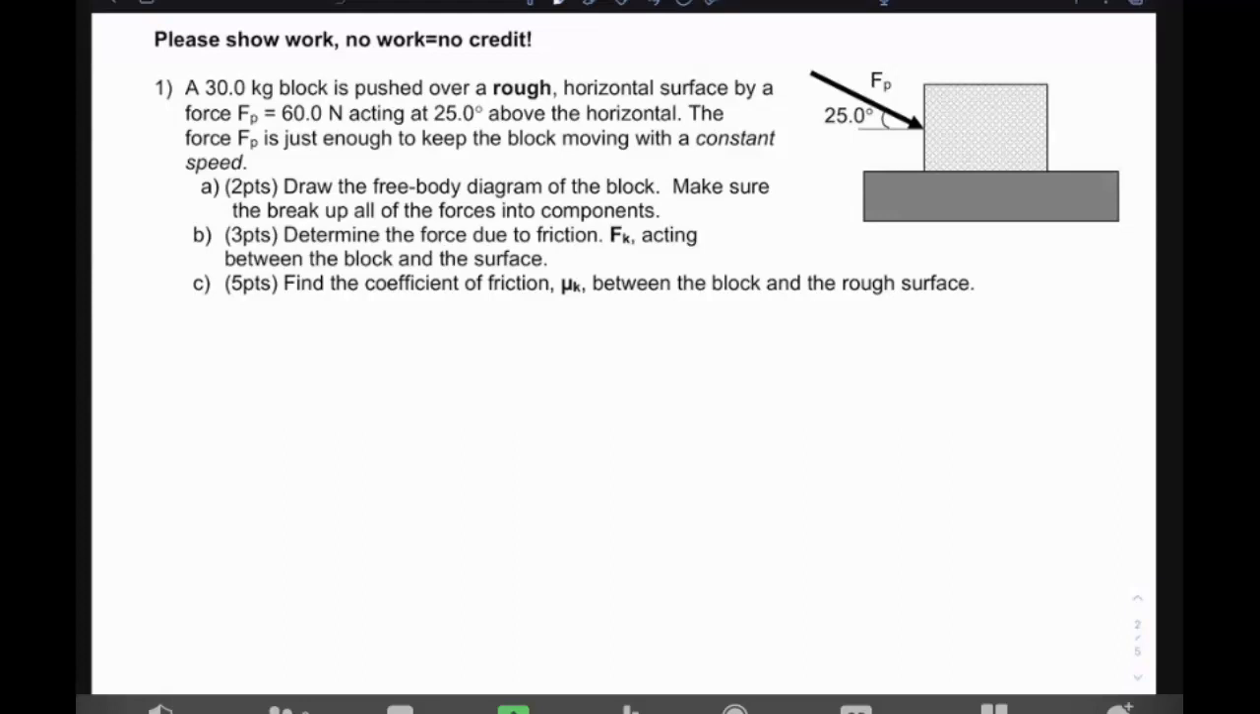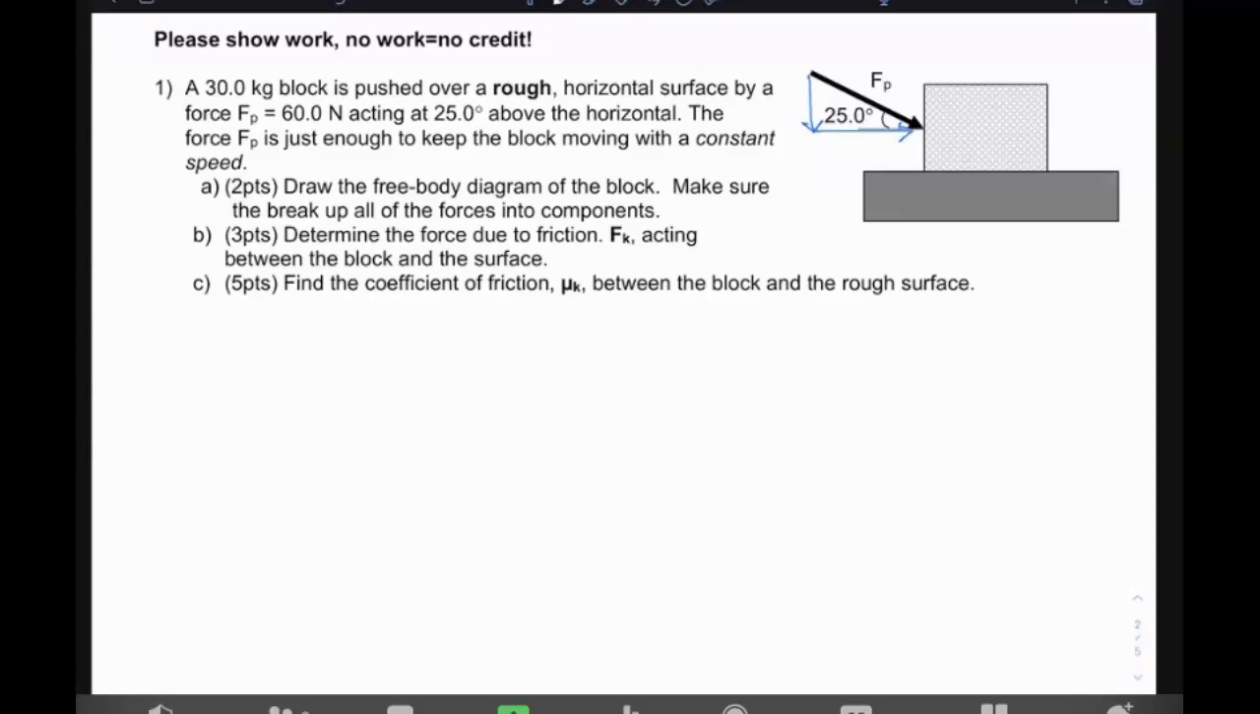In part A, we're to draw a free body diagram of the block. Make sure to break up all of the forces into components. So just looking at the figure, we see that F sub p has a downward vertical component, which is going to be proportional to the sine of theta, and a forward or positive x component, which is going to be proportional to the cosine of theta.